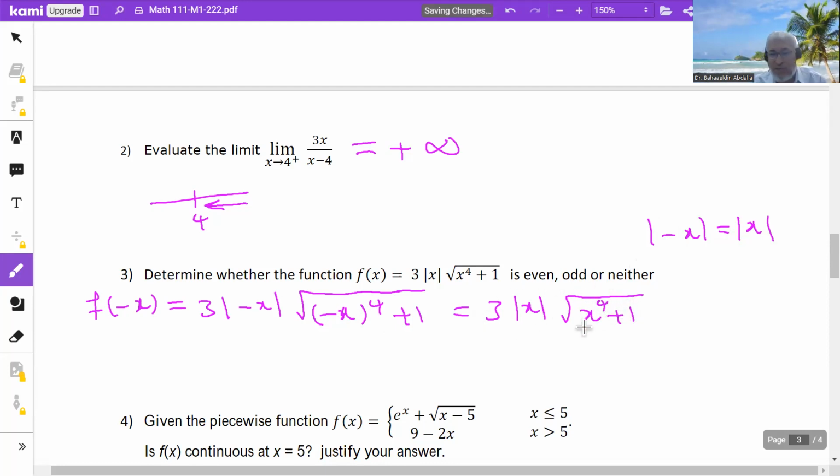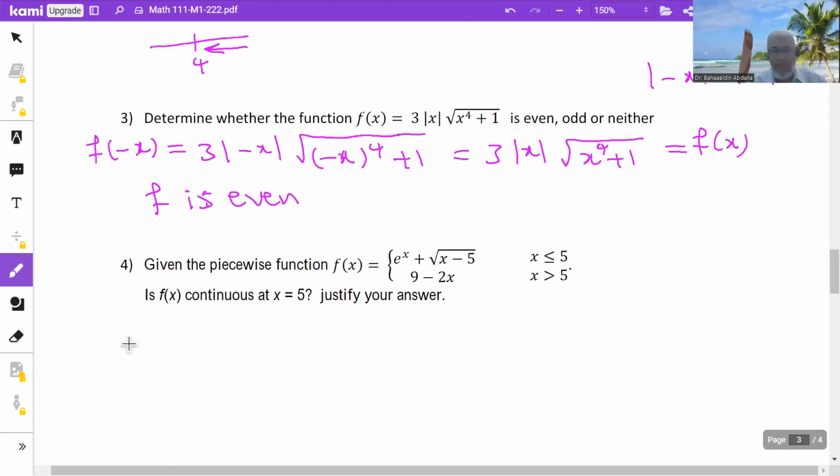Now if you look at this, it's exactly the function. It is f of x. And when f of negative x equals f of x, the function is even. Okay? The function is even. If they are not equal, we find negative f of x. If negative f of x equals f of negative x, the function would be odd. If not, it would be neither.